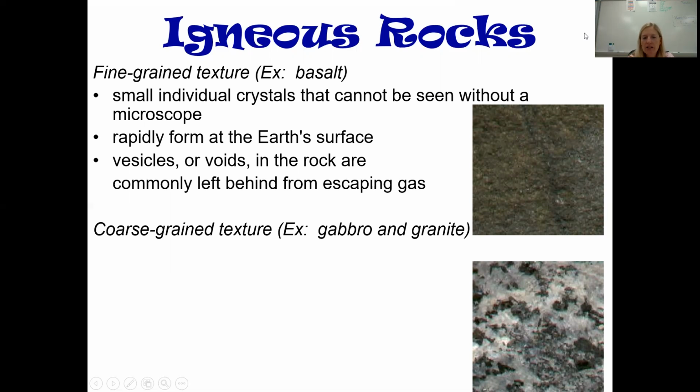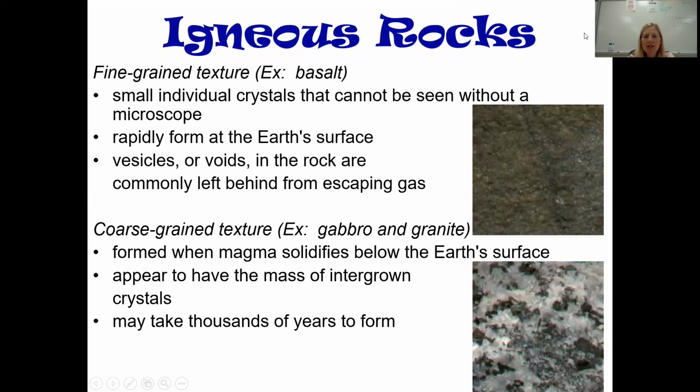Coarse-grained texture is when we have larger crystals, and that's going to be when the magma cools a little more slowly. So that will be if it cools below Earth's surface. Again, cool enough for it to solidify, but not quite above Earth's surface yet. And it's basically a mass of crystals that look like they've grown together. And when we say slowly forms, we mean really, really slow. Like it says, it could take up to thousands of years for these coarse-grained texture igneous rocks to form.